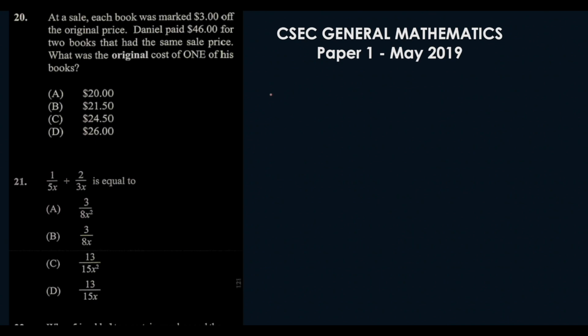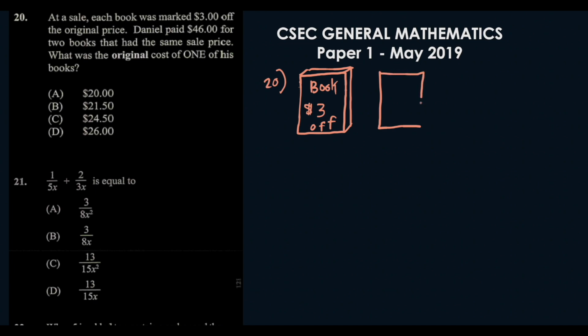So it says here, at a sale, each book was marked $3 off the original price. So let's say we just had some books here. So this book was $3 off, and they said that Daniel paid $46 for 2 books that had the same sale price. So let's put another book to represent the 2 books that he bought. And remember what was said. It was said that these books were bought at the same price. So therefore, both of them had to have the same discount. So the book has $3 off for both books. But what did he end up paying? He ended up paying $46.